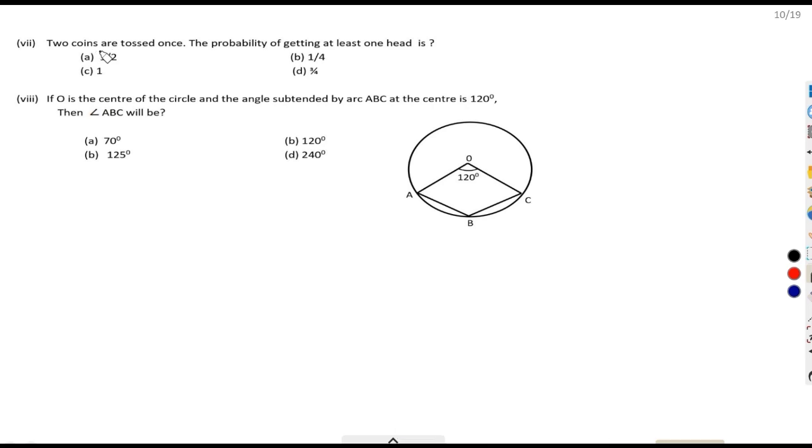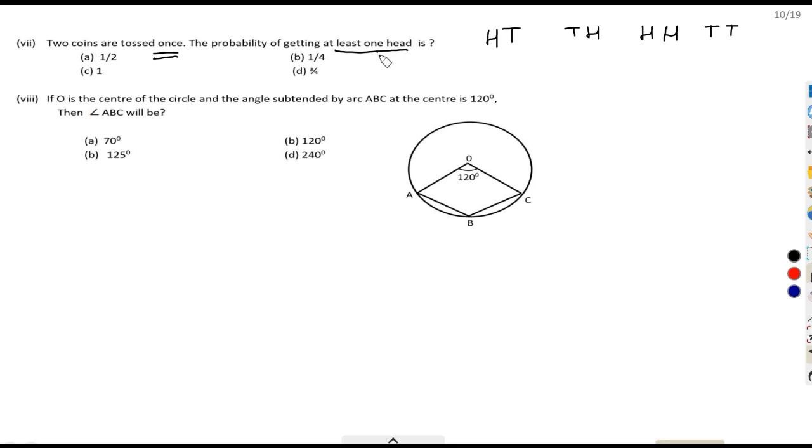Next, two coins are tossed once. The probability of getting at least one head. If we are tossing two coins, then possible cases are: first case, head on first coin and tail on second. Second case, tail on first and head on second. Third case, on both the coins we will get head or tail.